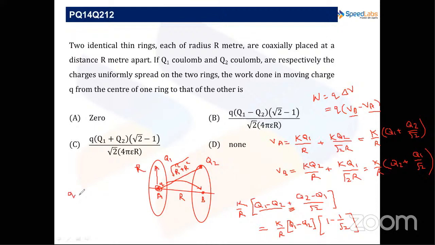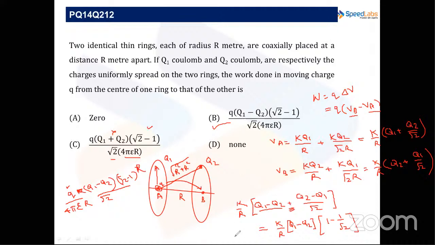So it is q times k, where k we write as 1 upon 4 pi epsilon naught. Epsilon is in all the options, so I am not going to use epsilon naught. So q, then delta V is k by r into q1 minus q2 into root 2 minus 1 divided by root 2. Is there any such option? 4 pi epsilon naught r root 2 minus 1 into q1 plus q2, this one is wrong. B is the answer. Is there any confusion?